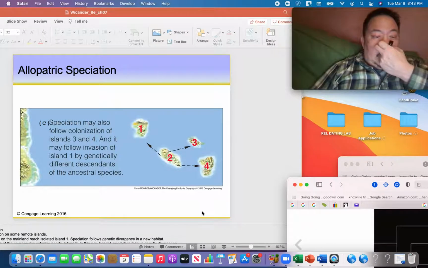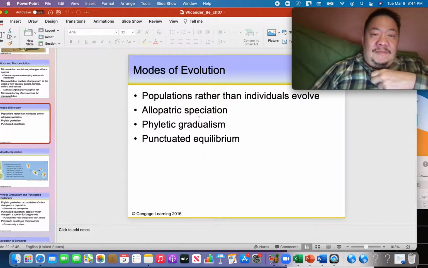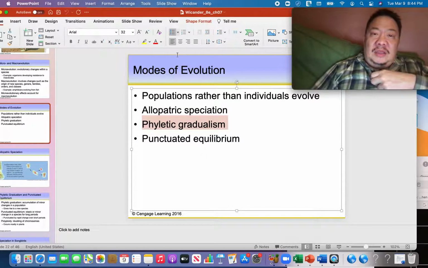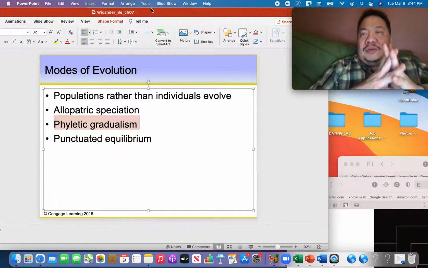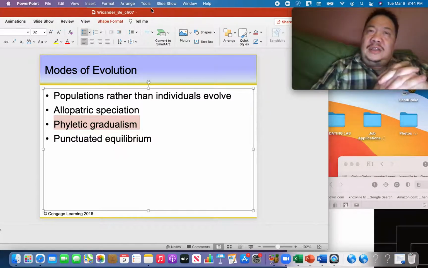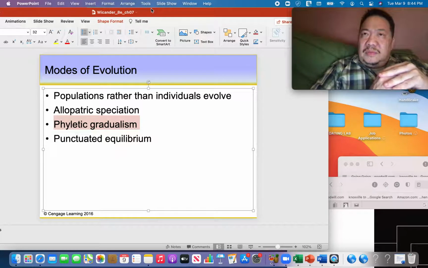Okay, next one we're going to talk about is phyletic gradualism. Charles Darwin was a firm believer in phyletic gradualism. Now, what does that mean? Well, the way Darwin looked at evolution was this. You have a generation of some organism, and in that population, you have individuals who are competing for survival.